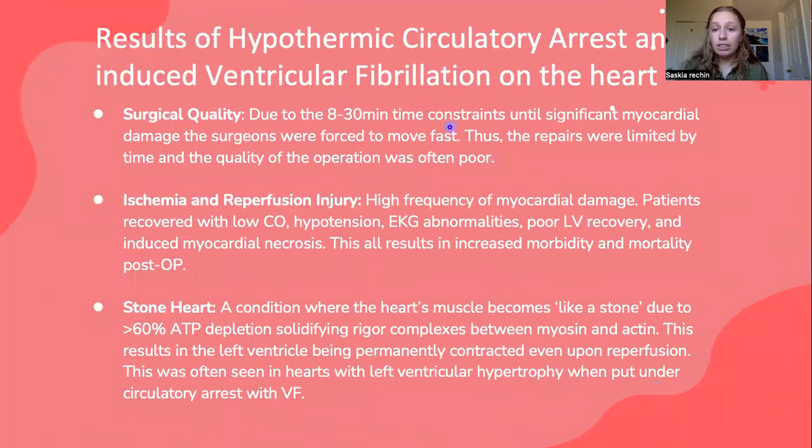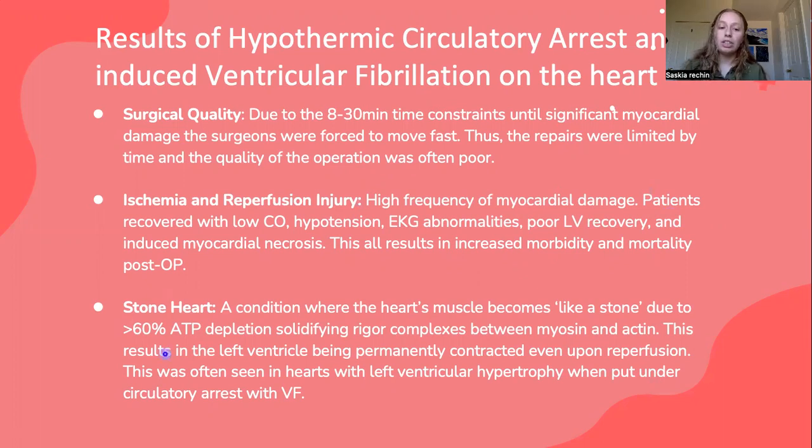So you can see here's a little summary about that. You can say that your 8 to 30-minute time constraint is a very small window for even the best surgeon. They're going to be hard pressed to have really high quality and extensive repairs. So that kind of limits your surgical potential, right? And then you're also going to have really high frequencies of myocardial damage. So patients are going to have hypotension, low cardiac output, arrhythmias, poor recovery. Overall, that's going to really increase your morbidity and mortality post-op. While it is better than nothing, it's not ideal.